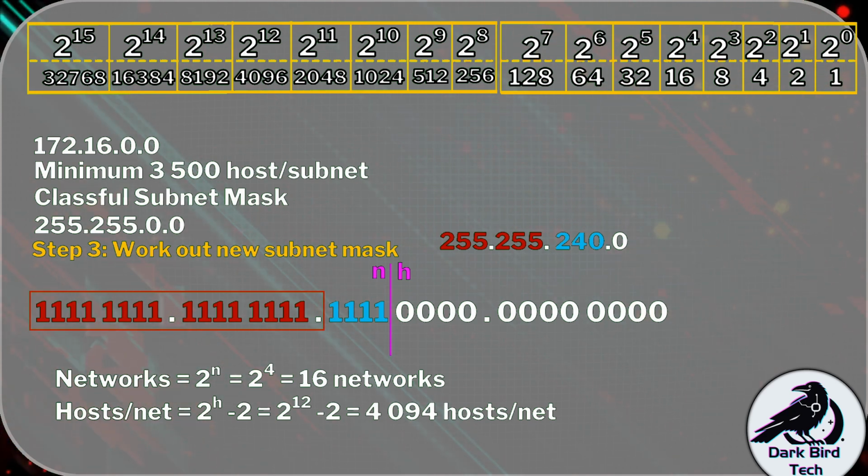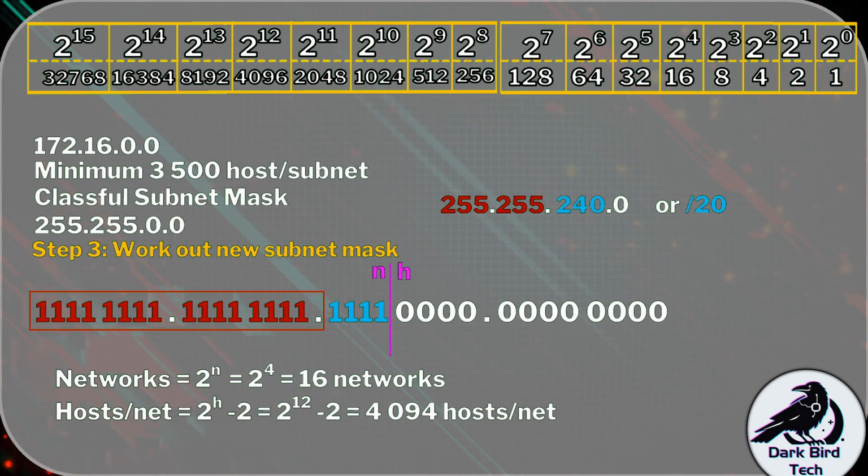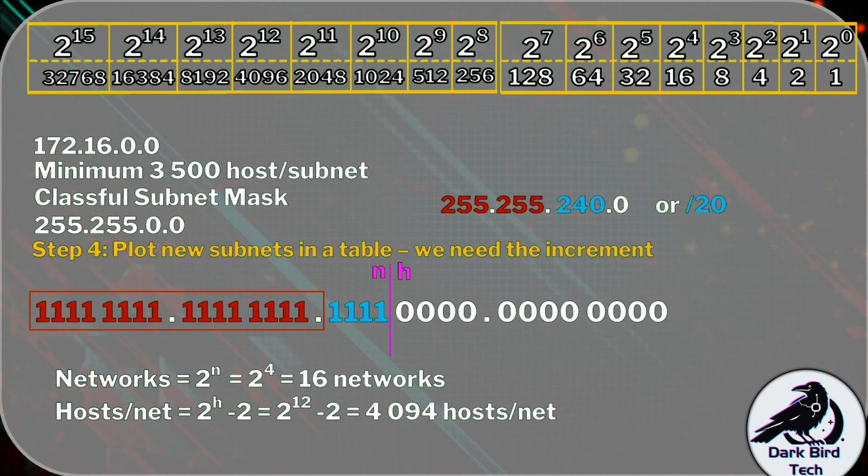Now, we also have CIDR notation, which we covered in the previous video, and all we're doing with CIDR is counting the total number of binary 1s in the mask and expressing it as a slash number. So we've got 8 1s in the first octet, we've got another 8 in the second, giving me 16, and then I've got 4 in the 3rd octet, giving me an extra 4, or 20 in total. Let's go and see what step 4 needs from us, which is to plot the new subnets in a table.